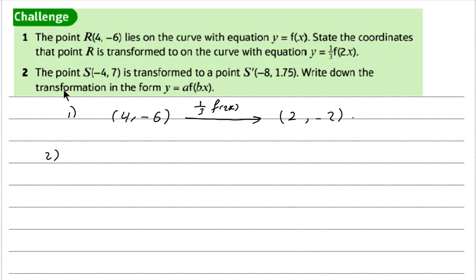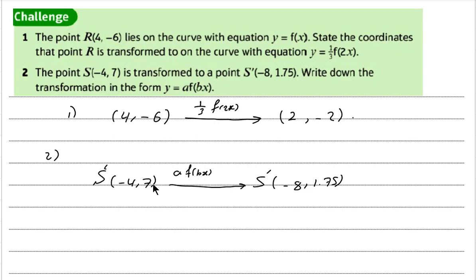To answer question 2 now, the point S, negative 4 and 7, is transformed to point S dash, negative 8 and 1.75. To describe this problem well, let's write it as the following. S here is negative 4 and 7, and the image is S dash, which is negative 8 and 1.75. Okay, what should the transformation be? A f of bx. Very nice question.